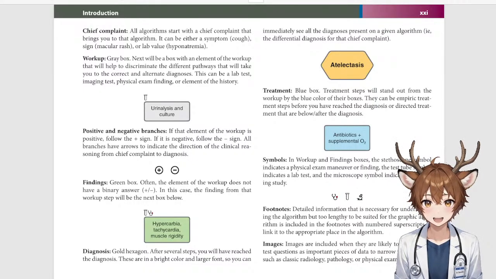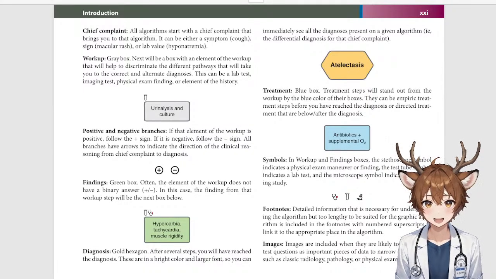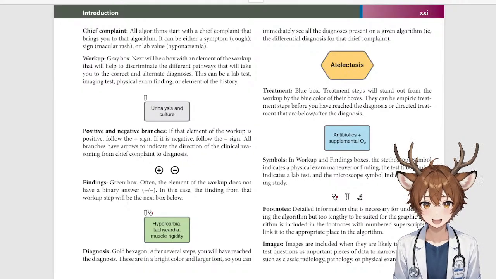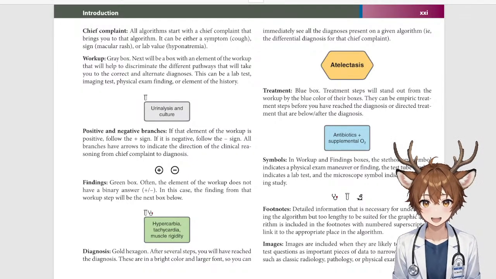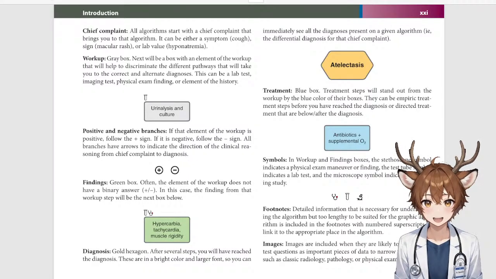What about symbols? Symbols in workup and findings boxes. The stethoscope symbol indicates a physical exam maneuver or finding. The test tube indicates a lab test, and the microscope symbol indicates an imaging study. So microscope for imaging study, test tube for lab test, and then the stethoscope for physical exam test.